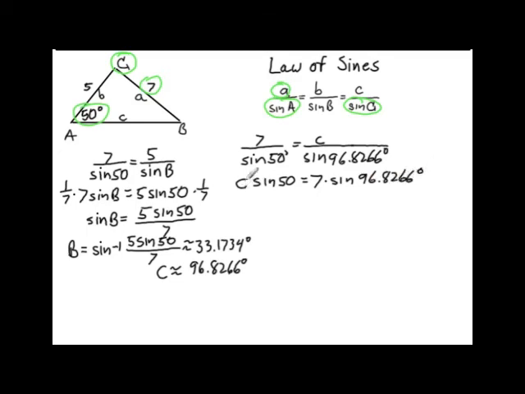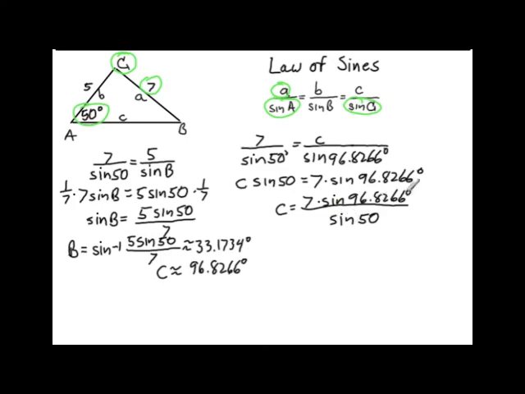I want to get c by itself, so I need to divide through by sine of 50. So c equals 7 times the sine of 96.8266 divided by the sine of 50 degrees. Now remember, we're not solving for an angle, so we're not going to use inverse sine. We only use that when we solve for an angle. So this is now just a straight calculation.